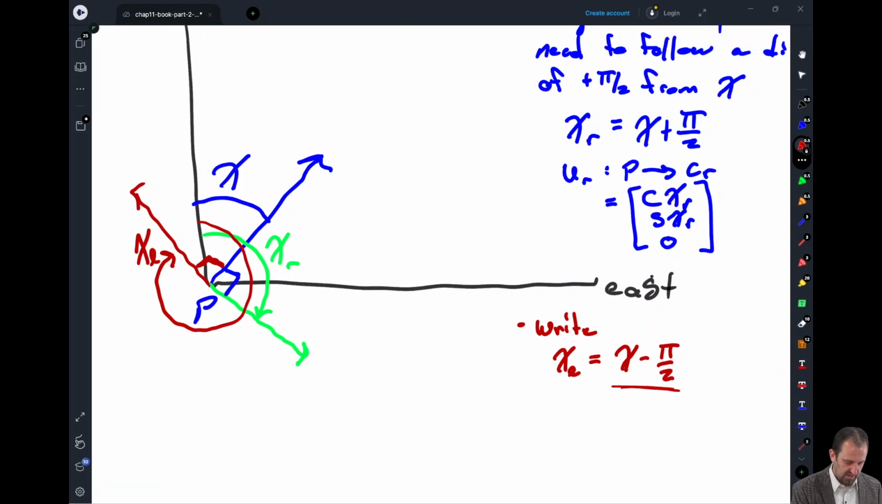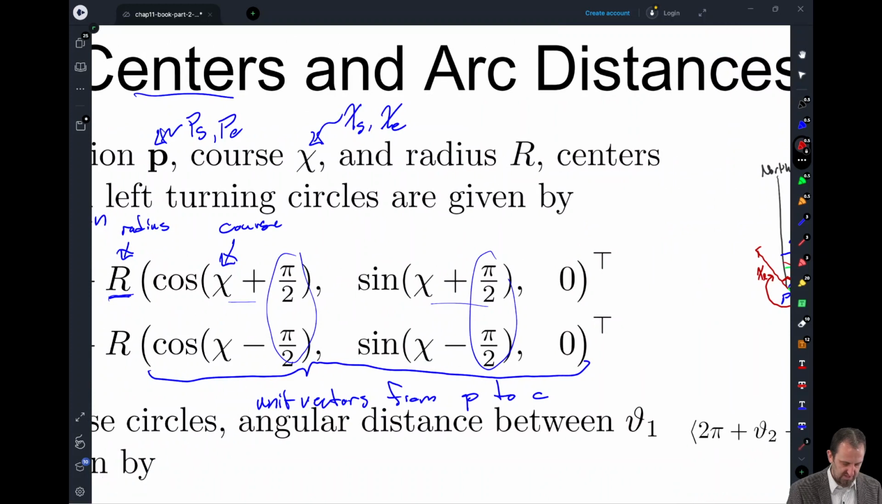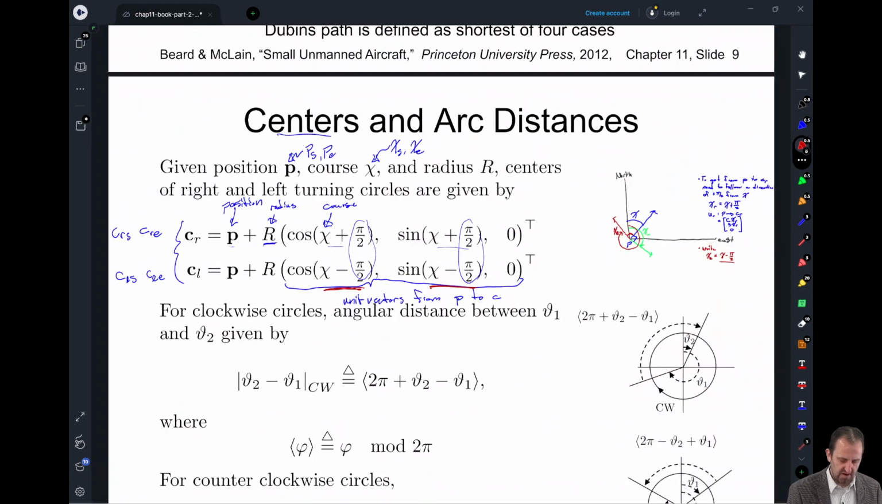So we end up getting that to get to our center left, we have this negative sign. Oops, I better not put that. That looks like an equals. We have our negative sign to get to our chi left. Okay, so hopefully that makes sense how we get to our left and right centers.